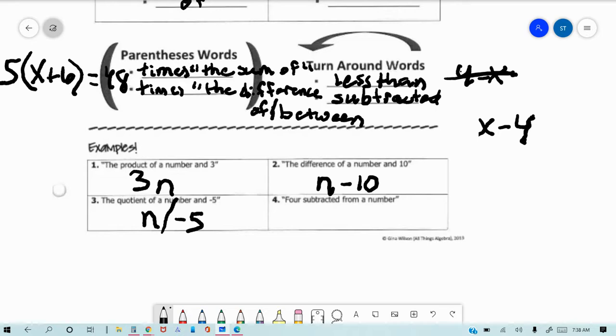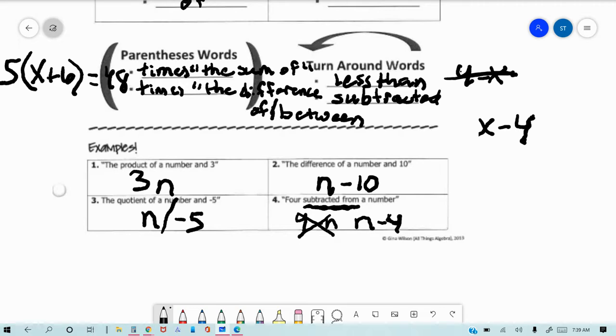Okay, so subtract 4 subtracted from a number. So remember, we use subtracted from. We're going to turn that around. Okay, so it wouldn't be, remember we said it is not 4 minus the number. That's not correct, okay? We're using subtracted from, so we're going to turn that around. So n minus 4. So those are those words that we turn around, remember?